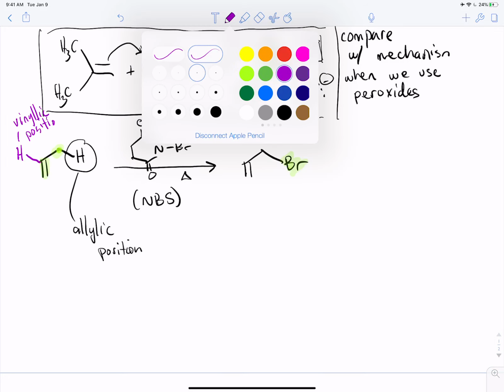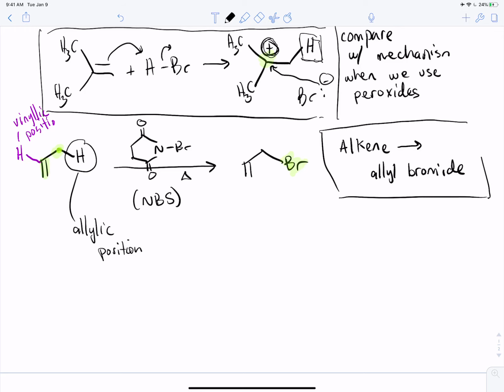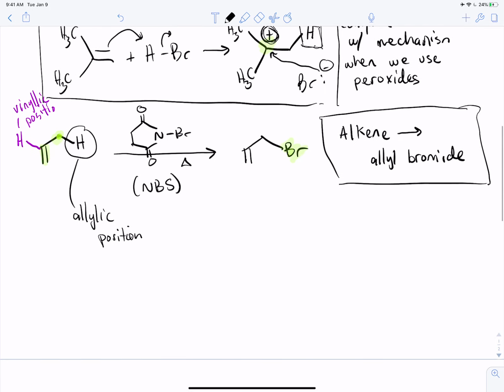So, yeah, what would we put in our deck here? We would say alkene, maybe. I don't know how you want to qualify this in the notes, but obviously there has to be an allylic position for this reaction to work. Alkene to allyl bromide.